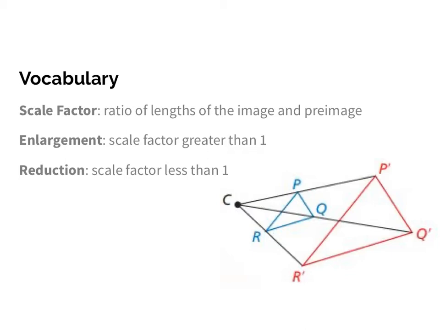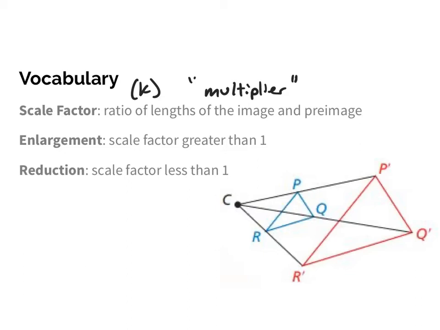In order to do this, an enlargement or a reduction, a dilation in general, is done by using what's called a scale factor. A scale factor, which you're sometimes going to see labeled as K, is a ratio of the length. Another way to think about this is a multiplier. It's going to make it bigger, or it could possibly make it smaller. So the two types of dilations we see are an enlargement or a reduction.